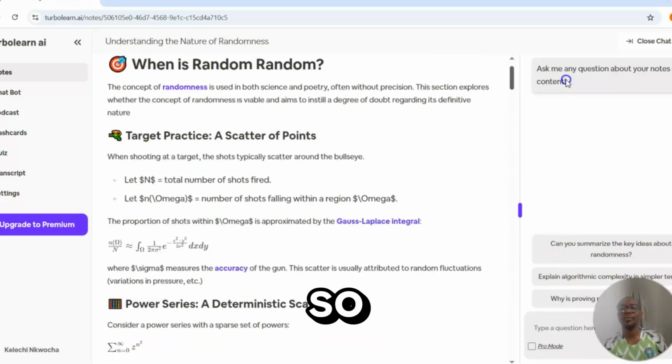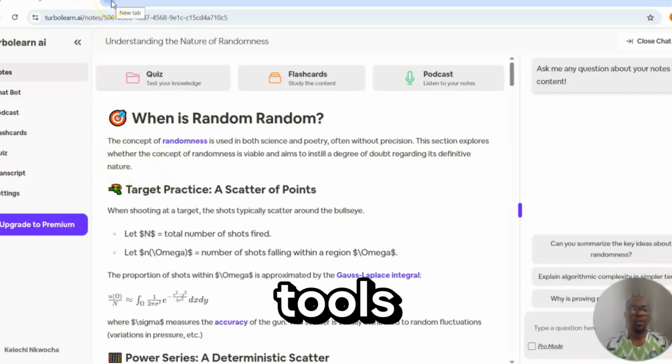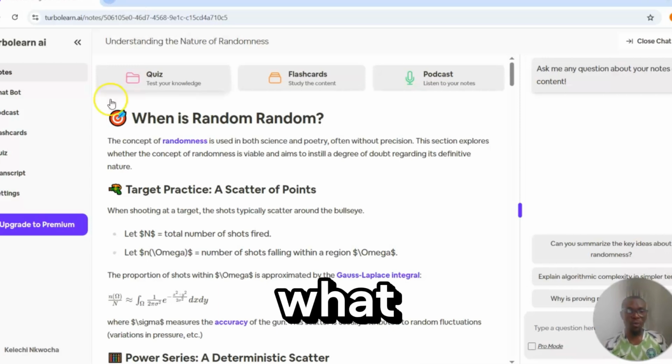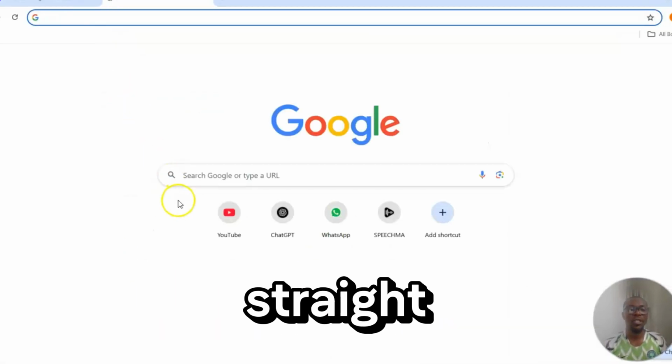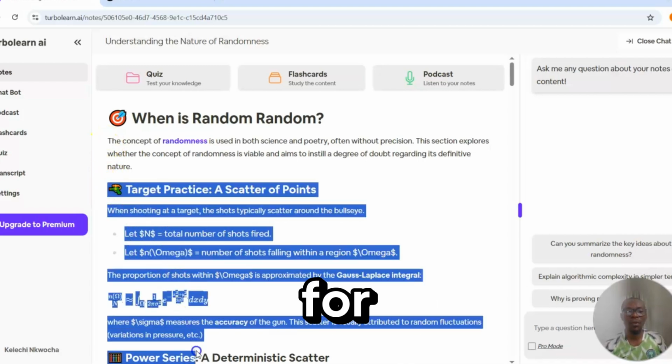So I'm going to do something here. I'm going to combine tools, okay, just to show you what you can do with this. So I'm going to go straight to ChatGPT. Okay, I hope you understand what I'm trying to do. So assuming you get to a very difficult note, you can take that note to ChatGPT, and ChatGPT will simplify it for you.